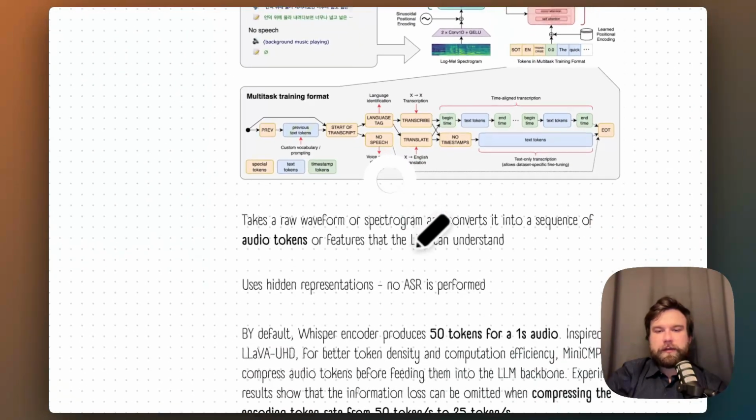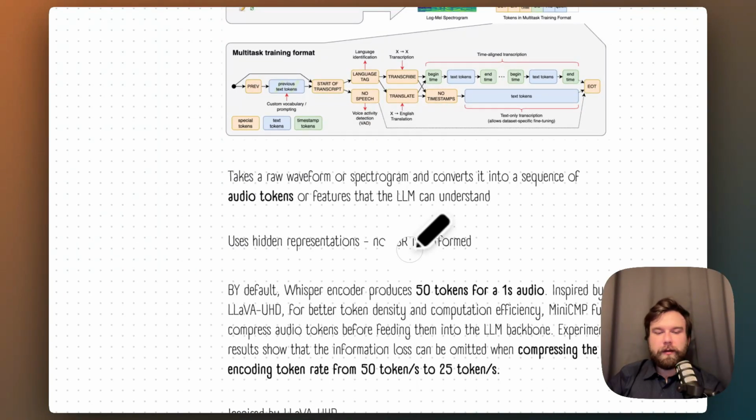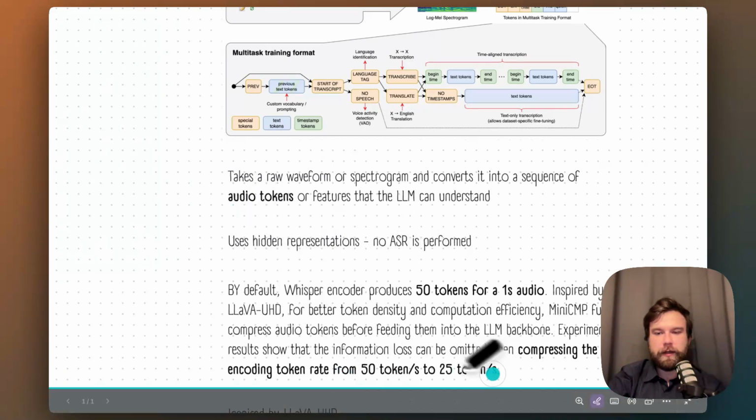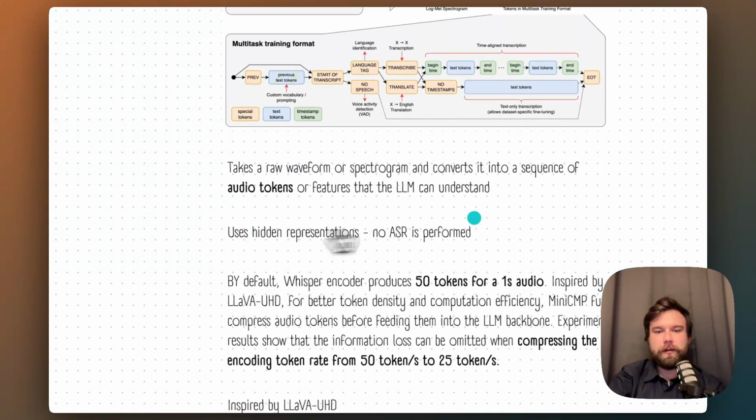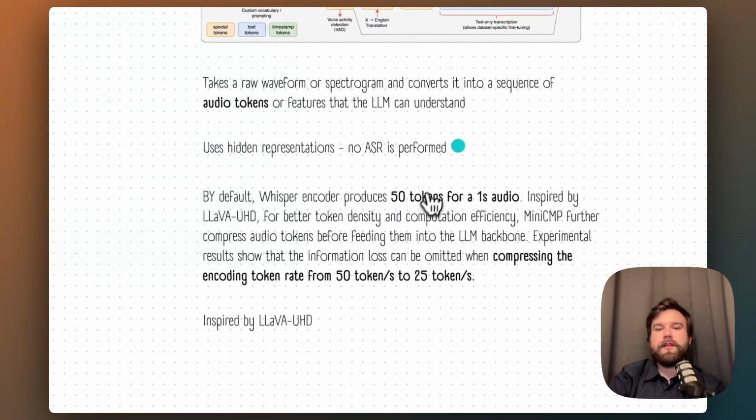So what else can we say about the speech encoders? It takes a waveform, writes a spectrogram, does an intermediate step, and then produces the audio token. And here we have these audio tokens that are specific to this model. Similar to how we have text tokens, here we have audio tokens. No hidden representation is used, no ASR is performed. And also here they designed it for efficiency.